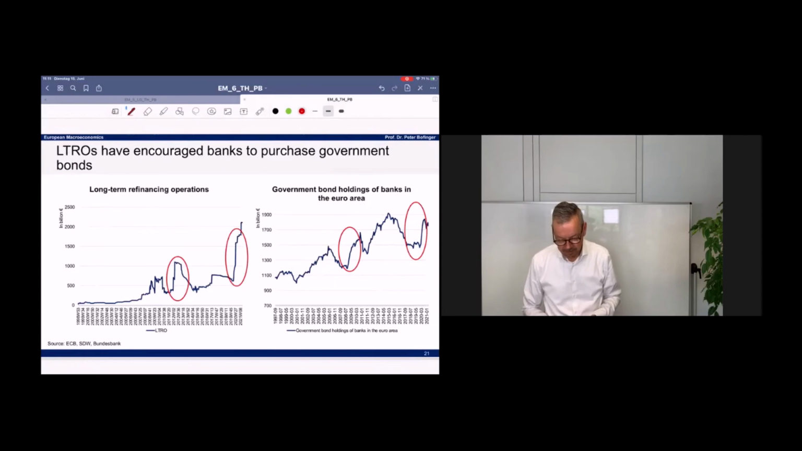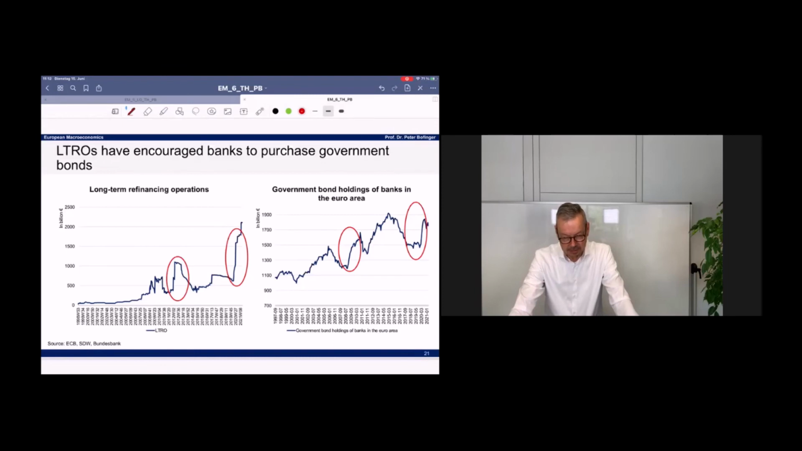So the long-term refinancing operations were increased considerably by the end of 2011. This was exactly when Draghi started as ECB president. So his first decisions were these very high long-term refinancing operations.